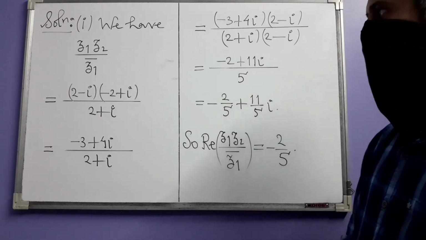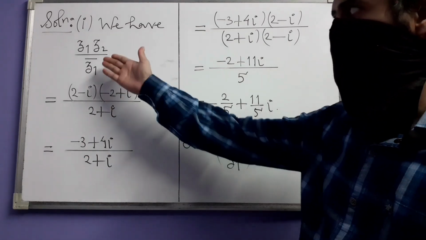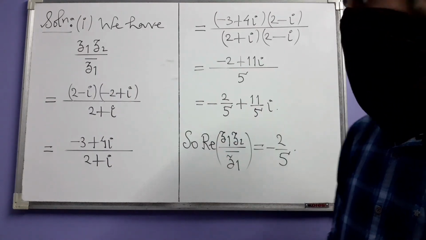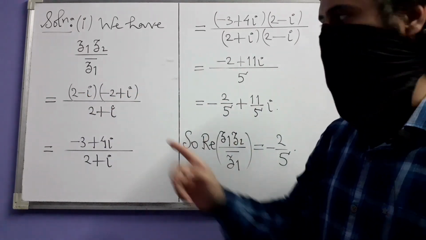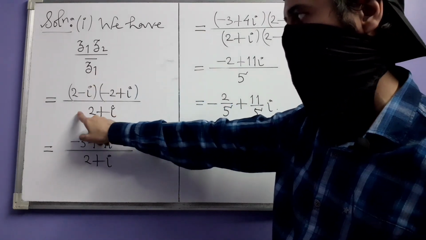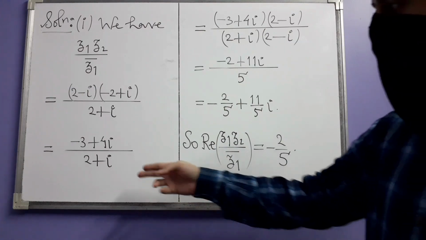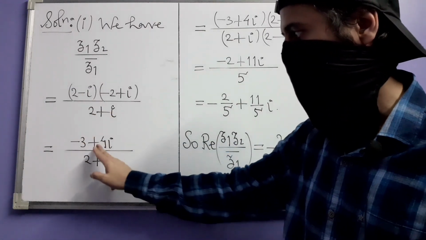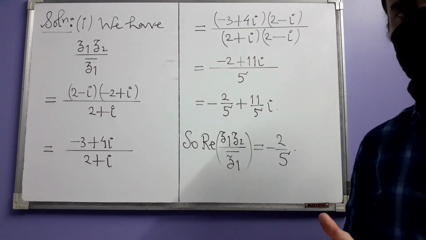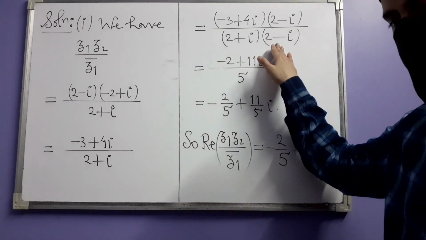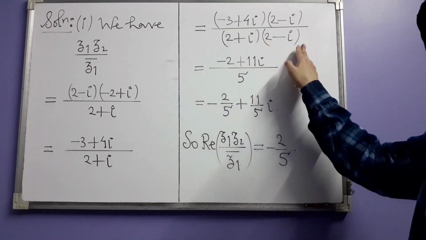So part 1. Before we go to the real part of the number, let us write the number itself and manipulate it. So z1 z2 is this, (2 minus i) times (minus 2 plus i), divided by the conjugate of z1, that is 2 plus i. So you can go through the calculation yourself. You see that this will become minus 3 plus 4i, and then of course in the next step we make the denominator real by multiplying and dividing by the conjugate of the denominator, which is 2 minus i.